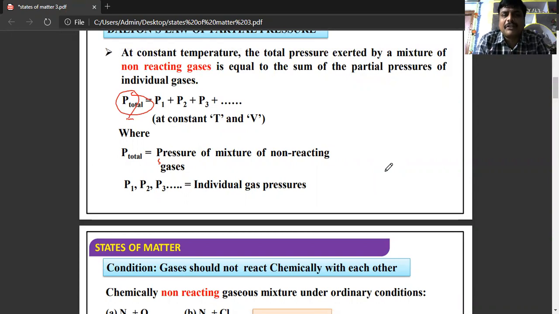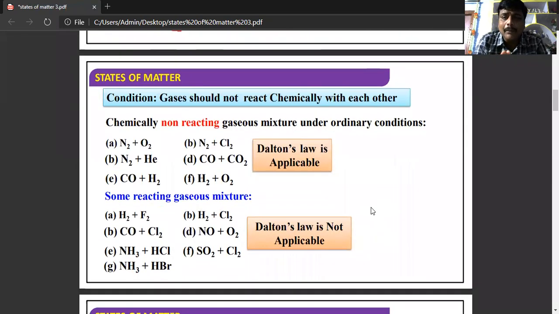Total pressure is equal to P1 plus P2 plus P3 and so on, where P total is the pressure of the mixture of non-reacting gases, whereas P1, P2, P3 are individual gas pressures. That means partial pressures. But what is the necessary condition here? The gases should not chemically react with each other. Then only is Dalton's law applicable, for such mixtures only.